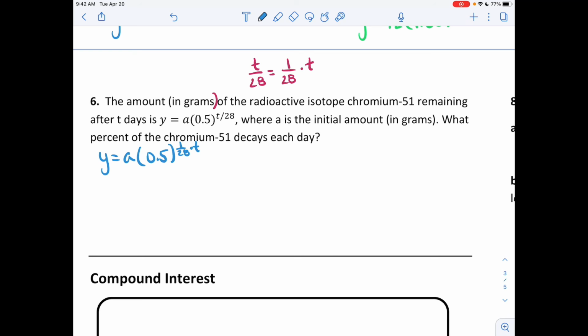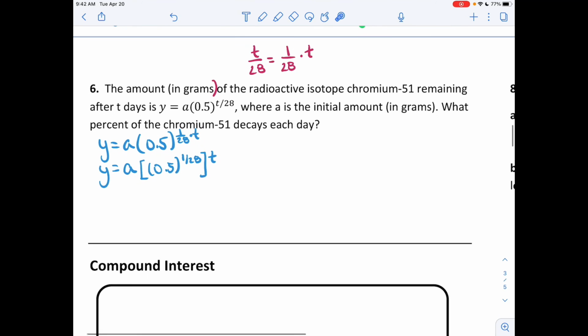And now what we're going to do is we're going to use our power of a power property that we learned back in our chapter on rational exponents. And we will say that this is the same thing as 0.5 raised to the 1 over 28 and then the whole thing raised to the t power. Because remember, if we have something raised to a power and then that whole thing is raised to another power, the powers multiply. Well, here are our multiplied powers right here. So we're just doing that in reverse.